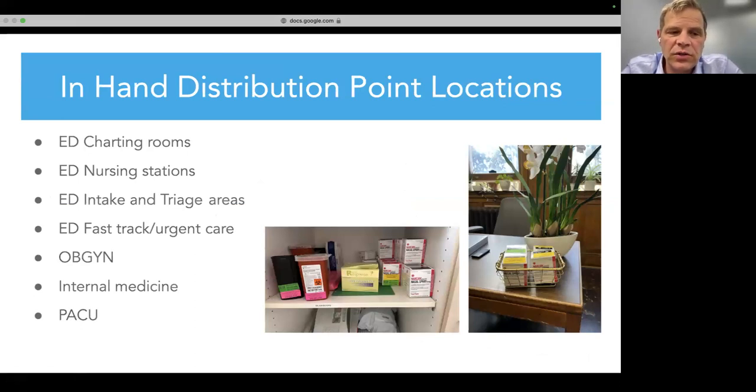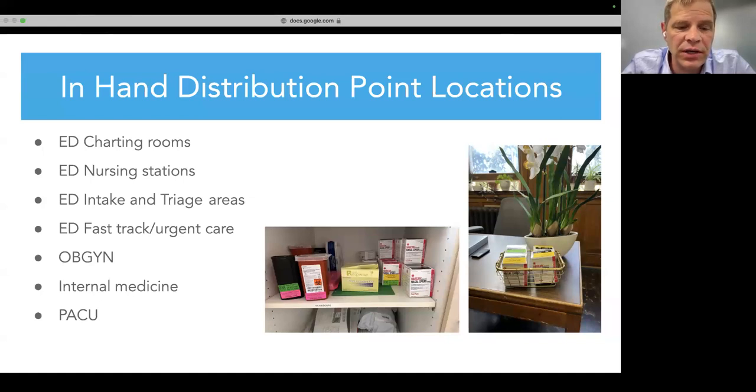In-hand distribution point locations. The ED charting room, this is just some examples to trigger your imagination. The charting room is where the doc box often has some cabinets or shelving that can be a repository of reserve naloxone. ED nursing stations. The intake is a great place to have it, right at the intake and triage area. That way it can be handed to people in the waiting room who don't have to register. Or you can do it as part of the intake process. It can just be given to someone.